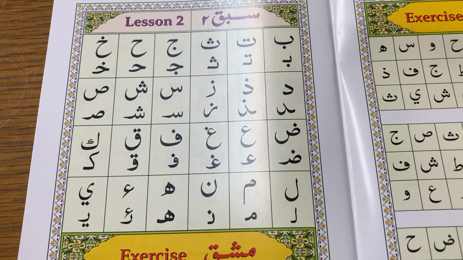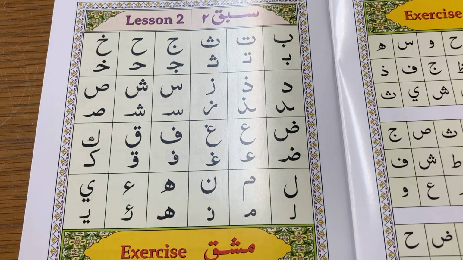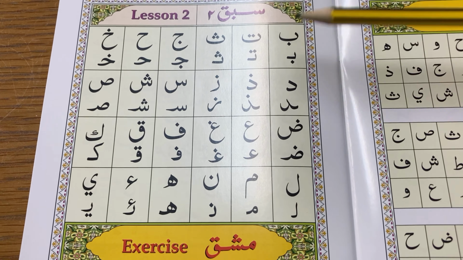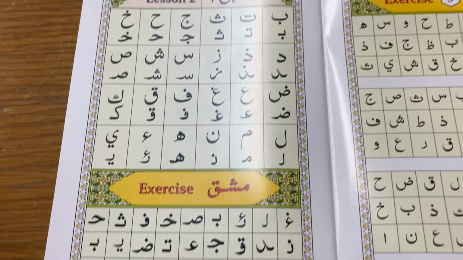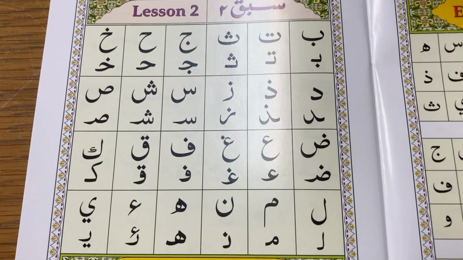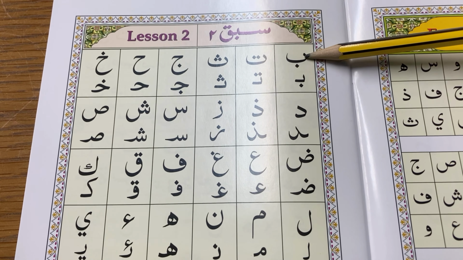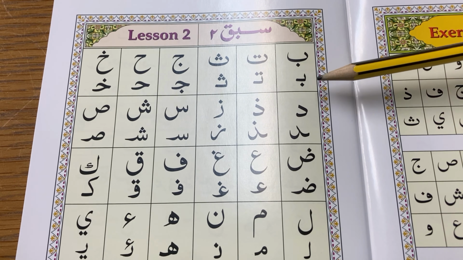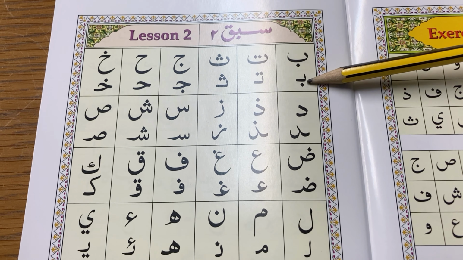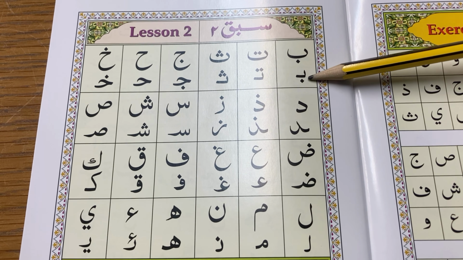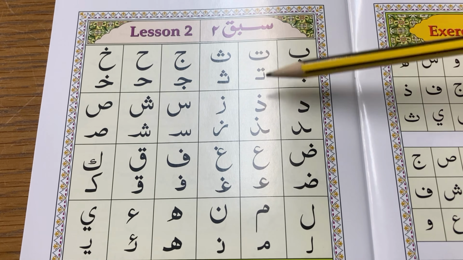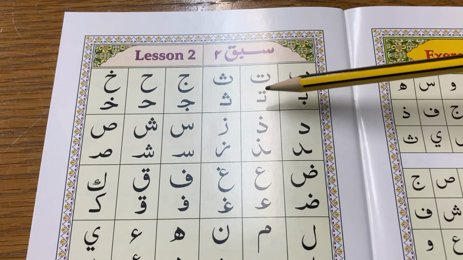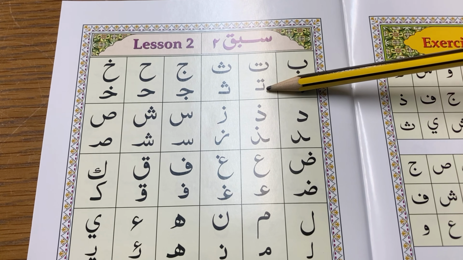The letters look slightly different when they appear in the middle or at the end of a word. This lesson focuses on letters that appear at the beginning of a word. So you have ba, and this is what ba looks like when it appears at the beginning of a word. Ta, again, how it looks at the beginning of a word.